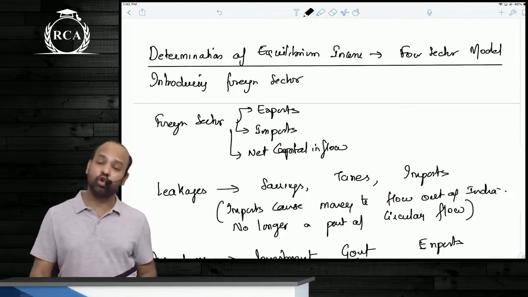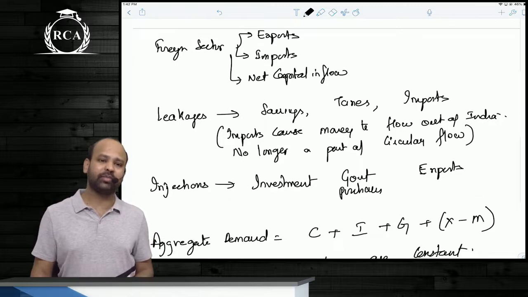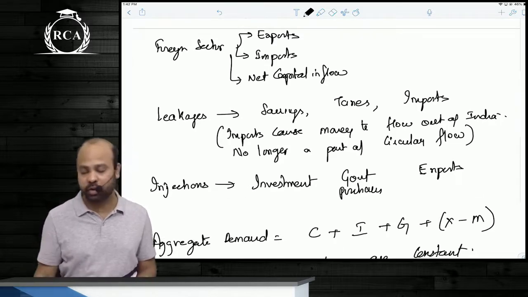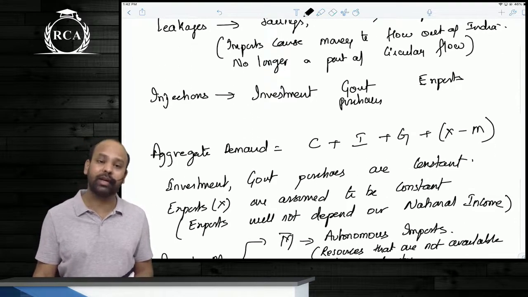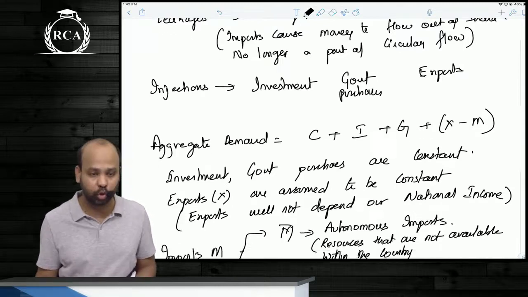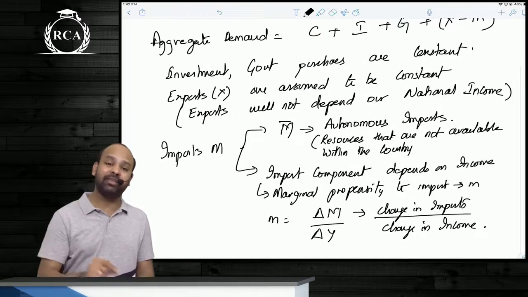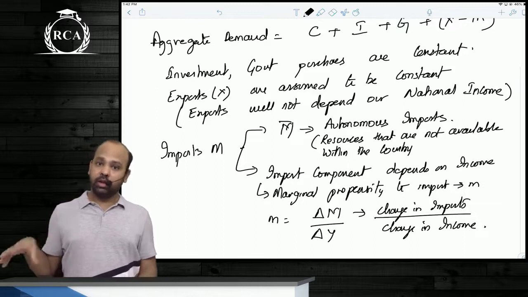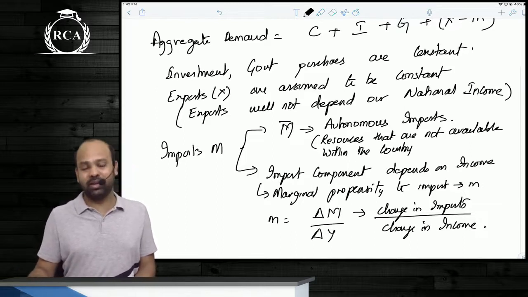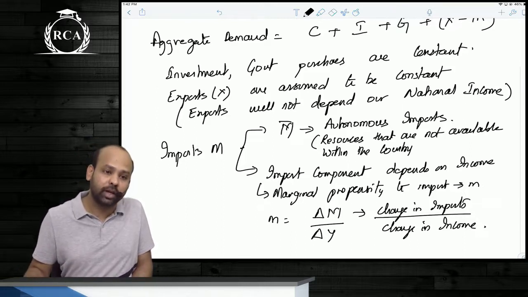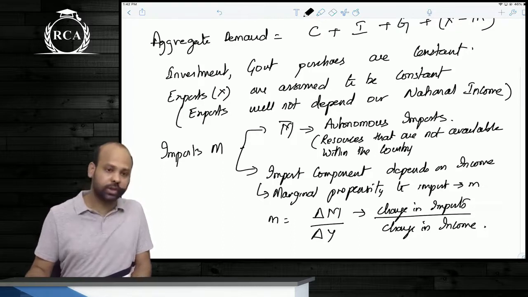Imports will have 2 components. One is autonomous import expenditure that does not depend on the amount of income that you are generating, and the other one depends on the marginal propensity to import. So we write capital M bar plus M into Y. There's an autonomous import component, plus imports that also depend on the amount of income that you are generating. Understood?